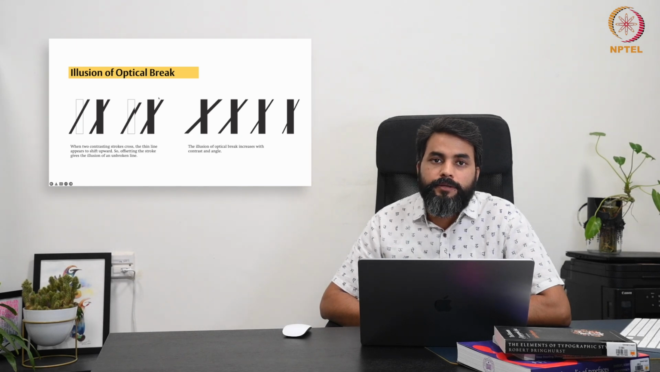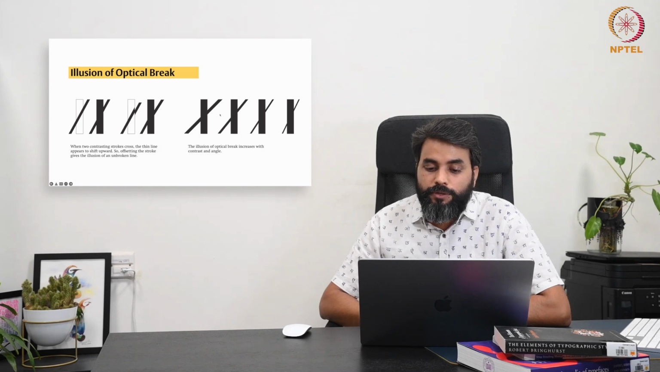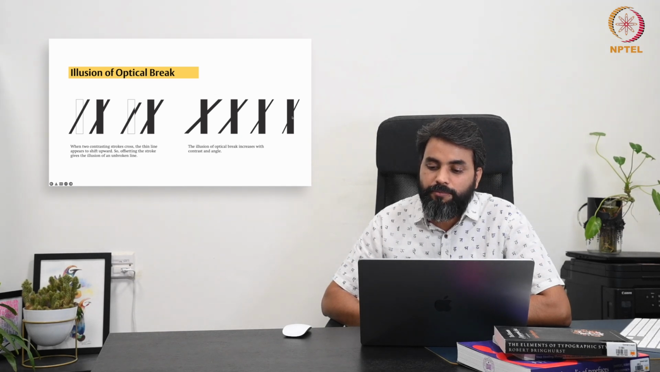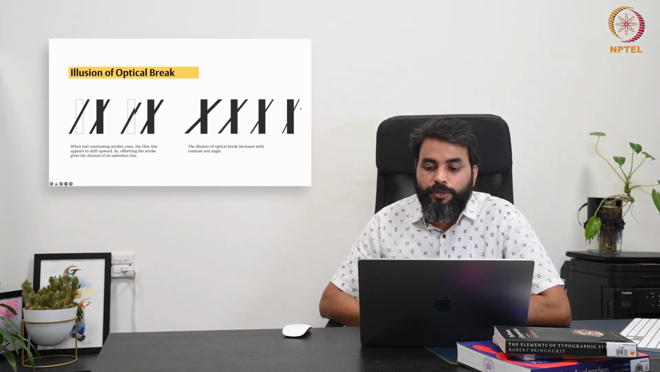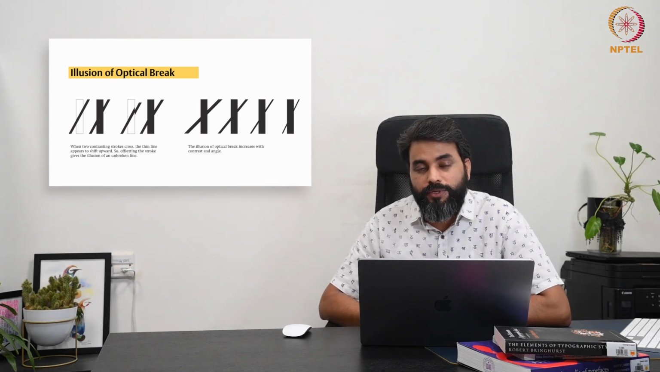The illusion of optical break increases with the contrast and angle as well. In the right side example, once the contrast is changing, this line is becoming thinner and thinner, and also the angle is changing, and suddenly in the last example, you feel like both lines are moving in different directions. So this is what you as a designer should take care of, and you should understand how to construct the letter form.